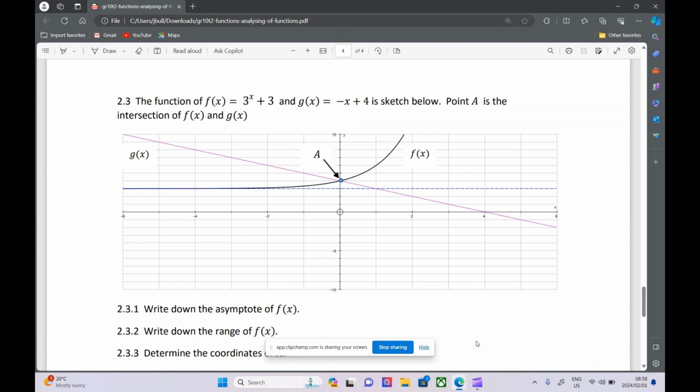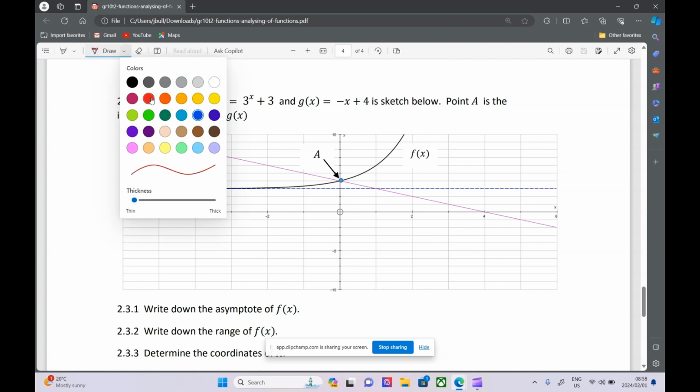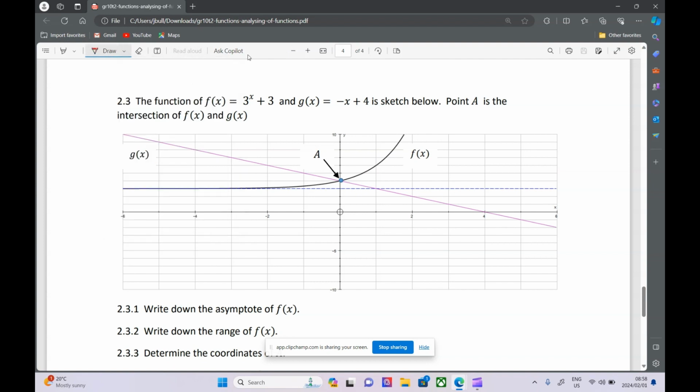Hi everyone, in this video I'm going to be working through this grade 10 question where we have to analyze these two functions. So let's just get a feel for this question quick. First of all, we've got the function f of x, which when it's in this form, is an exponential function. And then we have the straight line graph g of x, which we can see on the graph anyway.